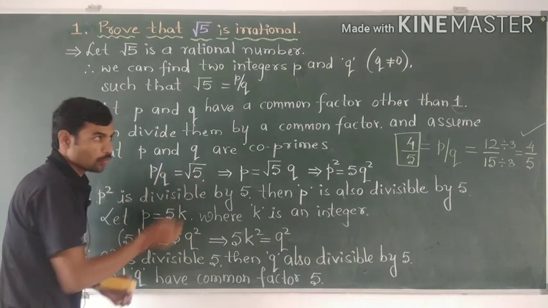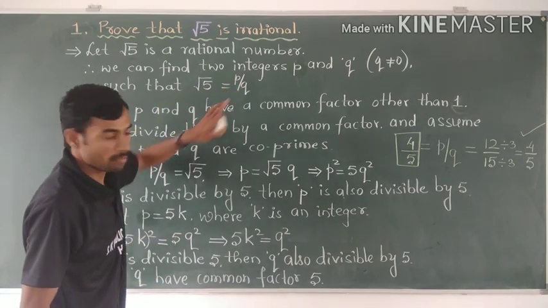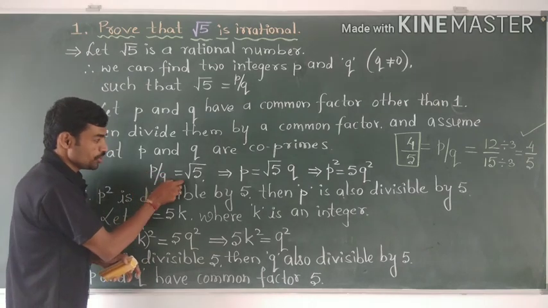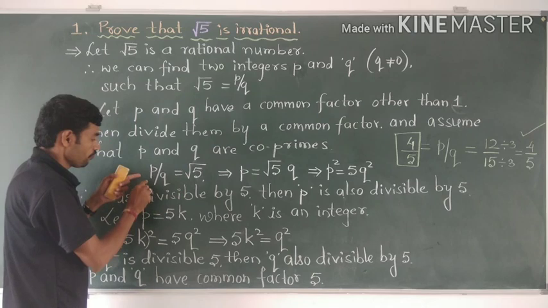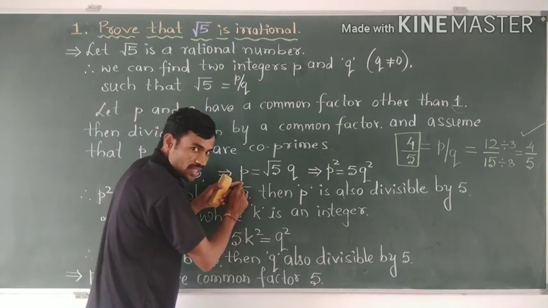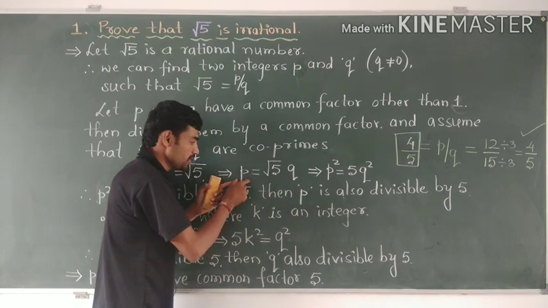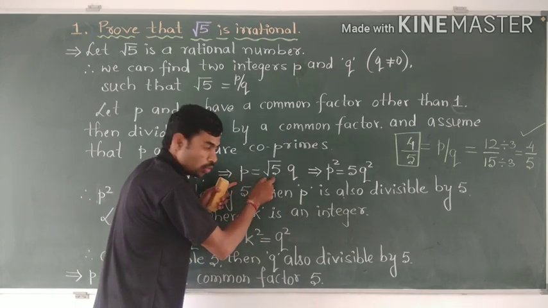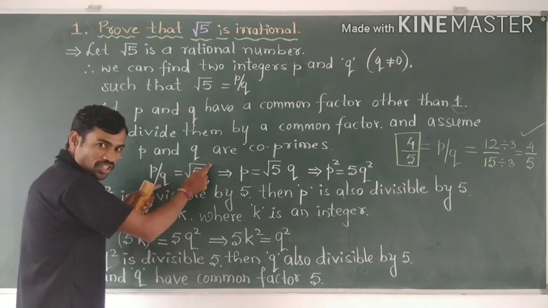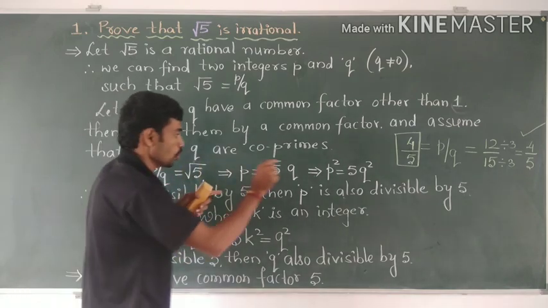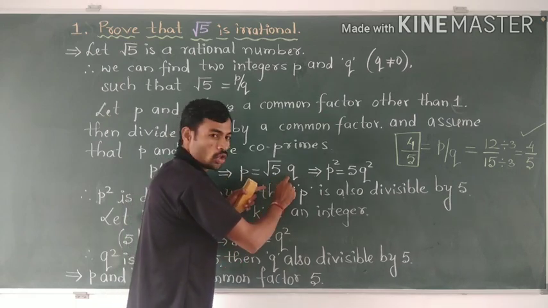Now p by q can be written as root 5. What we have taken: root 5 is equal to p by q. So q you shift this side. Then what we get? p is equal to root 5 into q. It is at the denominator; if you shift it to the RHS, then it will be multiplication. So p is equal to root 5 q.